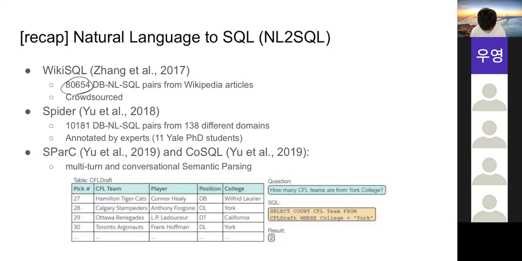The image here is actually from WikiSQL. So you can see what it means to really map a question to a SQL query. Your question was, how many CFL teams are from your college? And your target SQL query will be select count CFL team from CFL draft where college equal York. And of course, this SQL query can be executed on this table, and the answer can be trivially obtained by the execution.